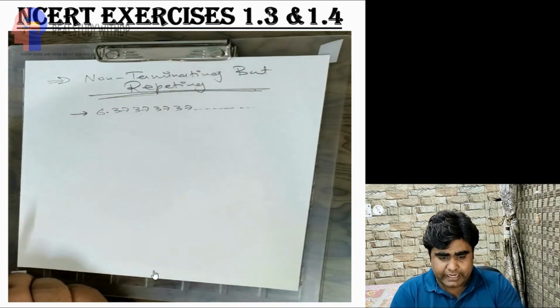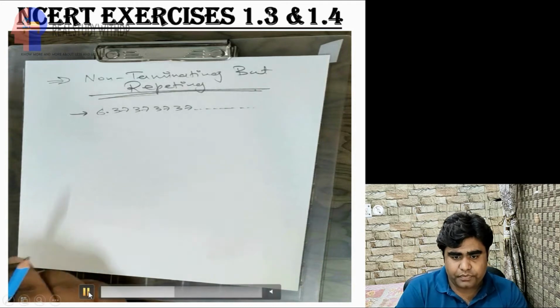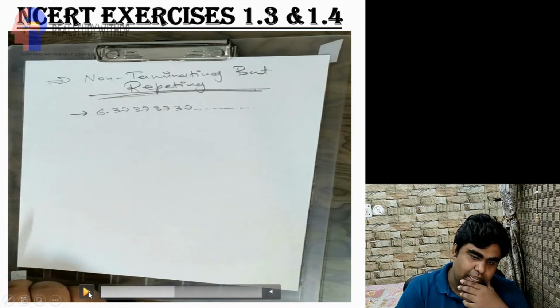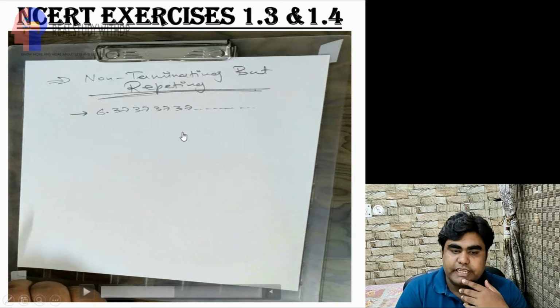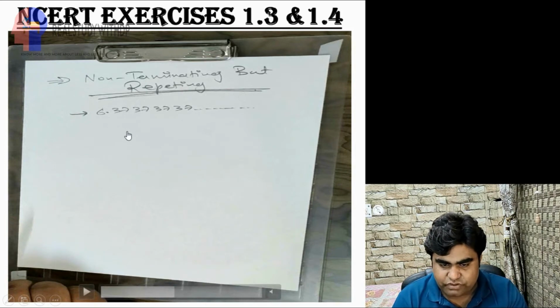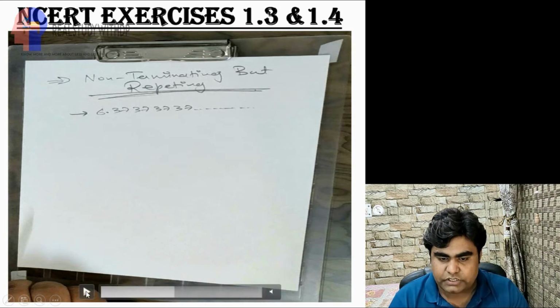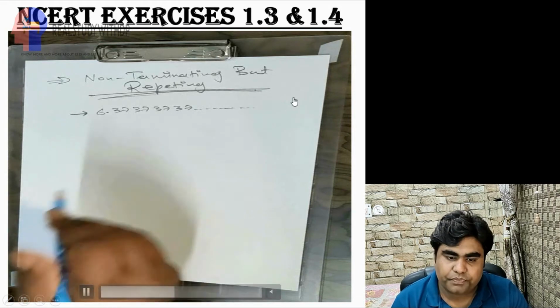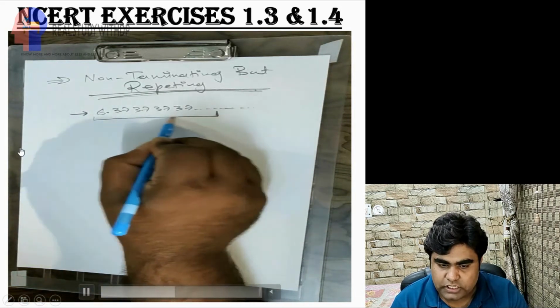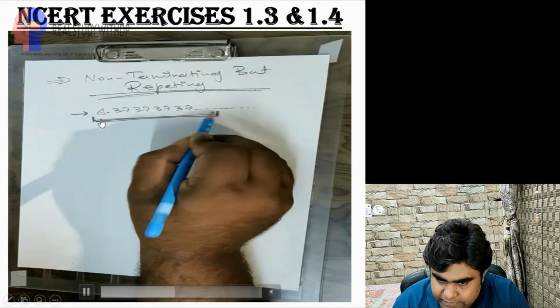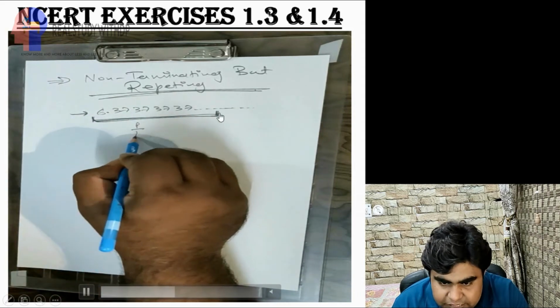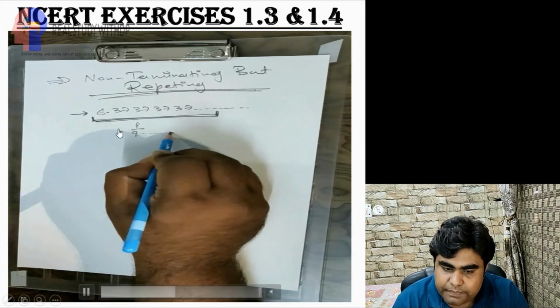So let's take an example. I have written an example: 6.37373737 and so on. It will go on till infinity. So basically this is of non-terminating kind. That means the number is not ending, not terminating, and the digits are repeating.